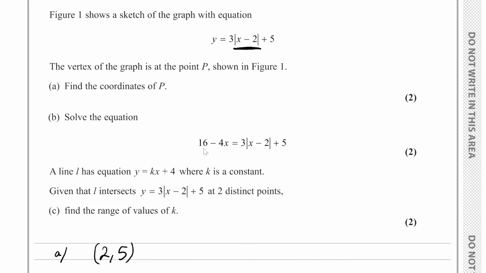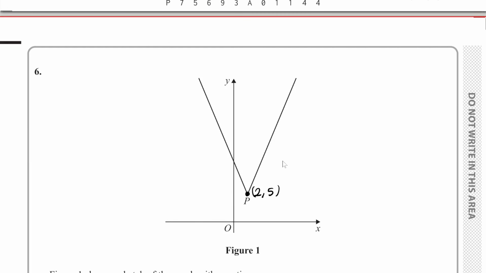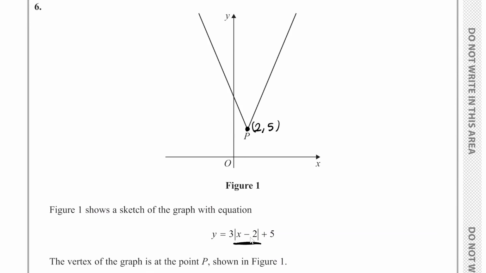Solve the equation 16 minus 4x is equal to our graph. So when we have a modulus graph, it's actually two different lines. One with the positive version of the modulus part and one with the negative version. So we've actually got two separate lines here. I'm going to say this one is y equals 3 times (x minus 2) plus 5. One with the positive gradient is 3 times (x minus 2) plus 5.